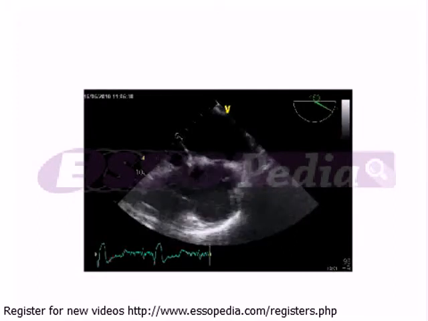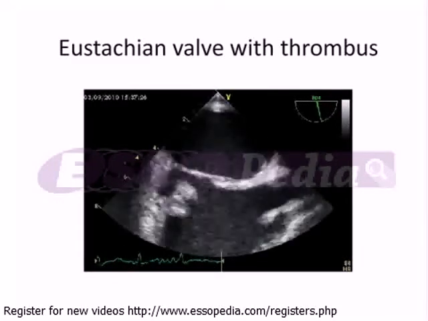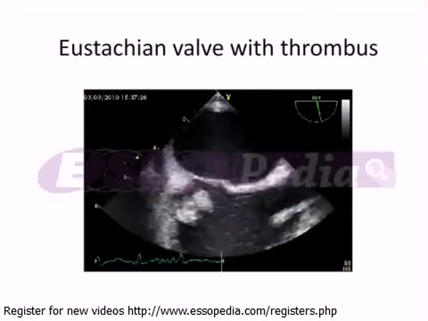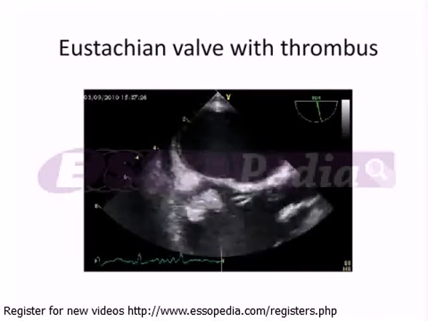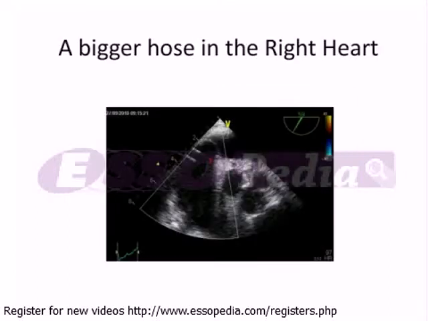In this patient, one sees a large mobile echogenic mass in the position of the eustachian valve. You can also see a catheter entering through the superior vena cava. This is a dialysis catheter which has traumatized the eustachian valve and has caused a thrombus to be associated with the eustachian valve. Finally, in this slide, we see a larger tube or a bigger hose in the right heart. This patient actually has a large catheter in place for ECMO.